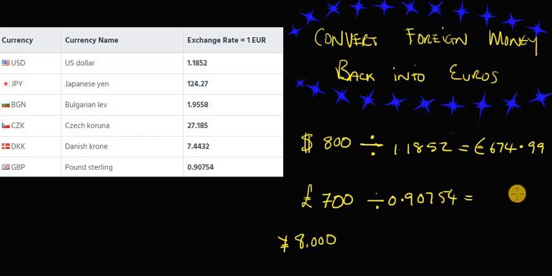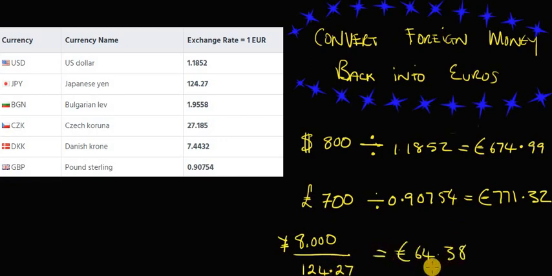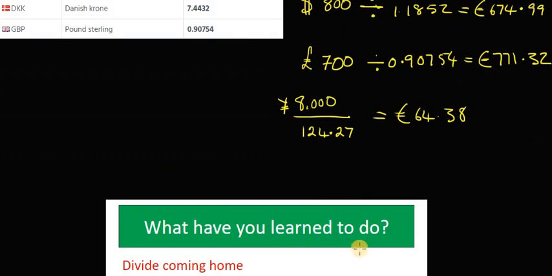So £700 sterling, again you divide it by its exchange rate, which is 0.90754, and that's going to give us €771.32. And let's now divide the yen. So the exchange rate is 8,000 yen divided by 124.27. Let's see what that gives us in euros. That's only €64.38. Okay. So what have we learned to do? We learned that when we're coming back home, we divide.